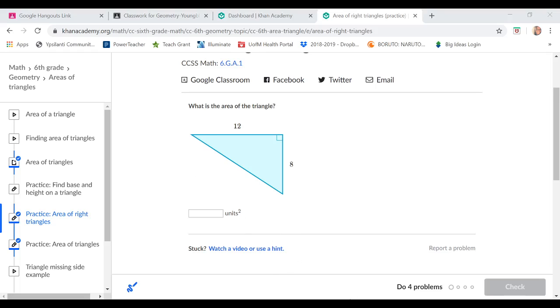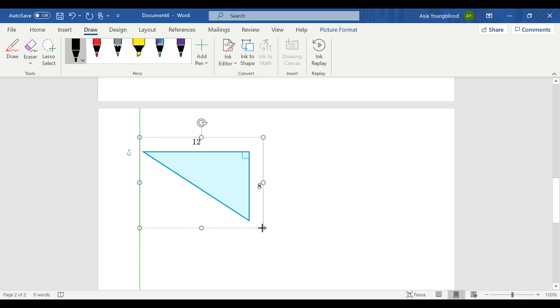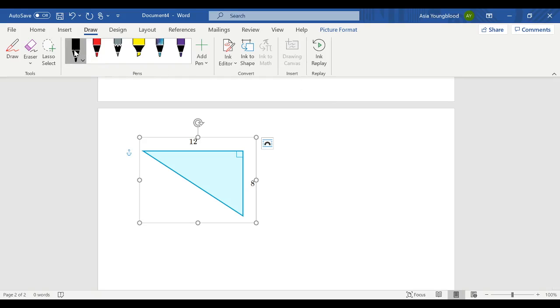So if we switch back to our sketch screen. So this was my first problem in Khan Academy. When you're finding the area of a triangle or right triangle, all you're doing is multiplying something similar to what we did with rectangles.